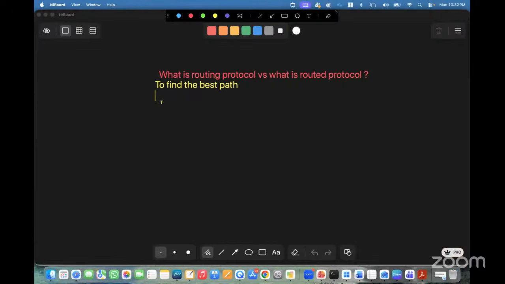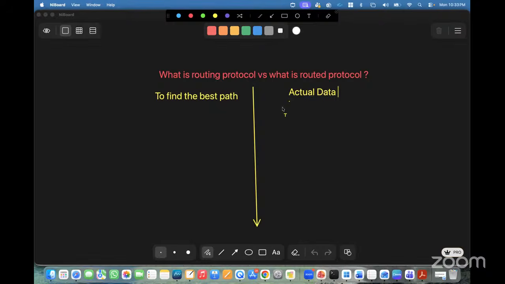And our routed protocol is like a function for carrying the user data. Like adding a specific source to destination. Okay, source IP plus destination IP. Okay, that's fine.